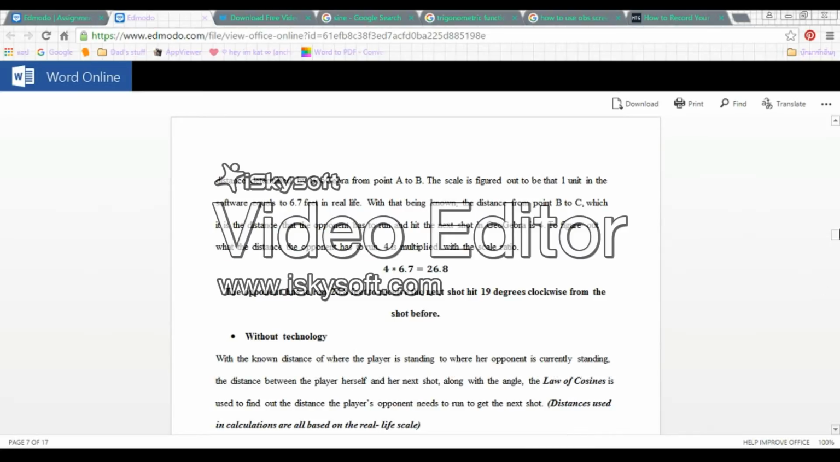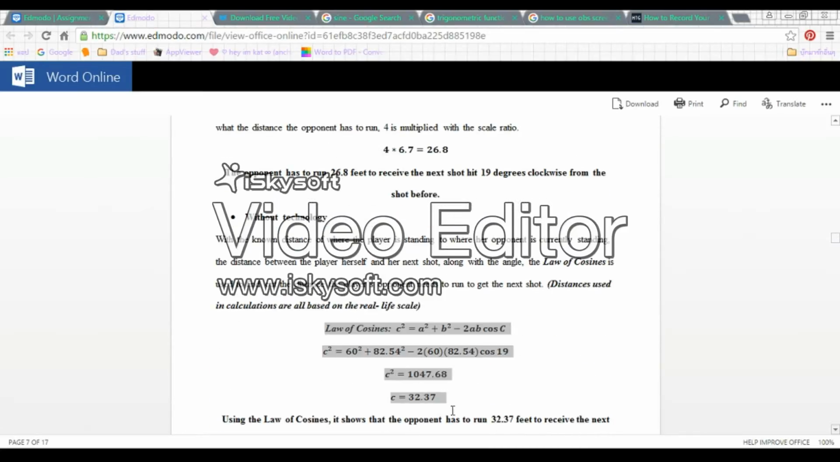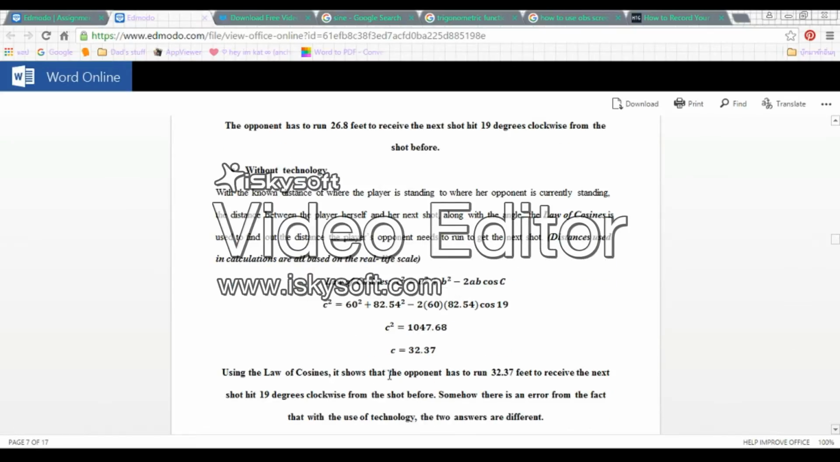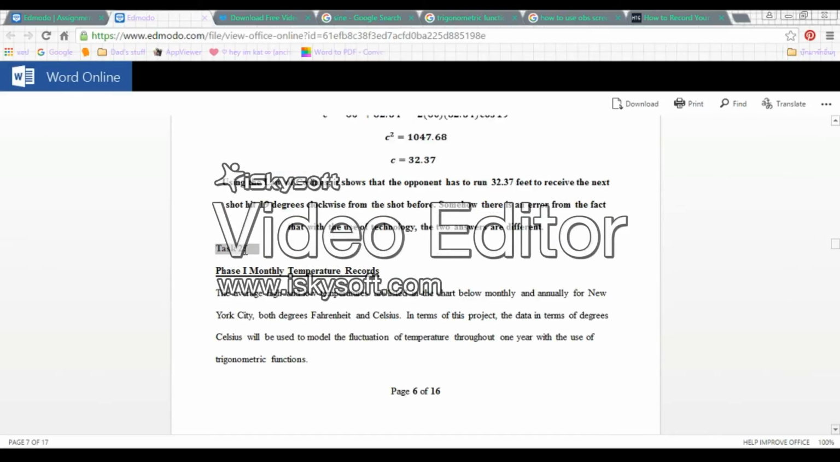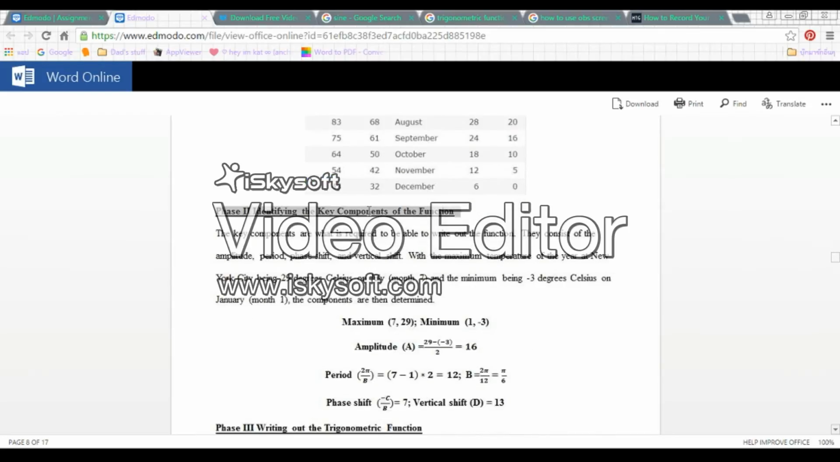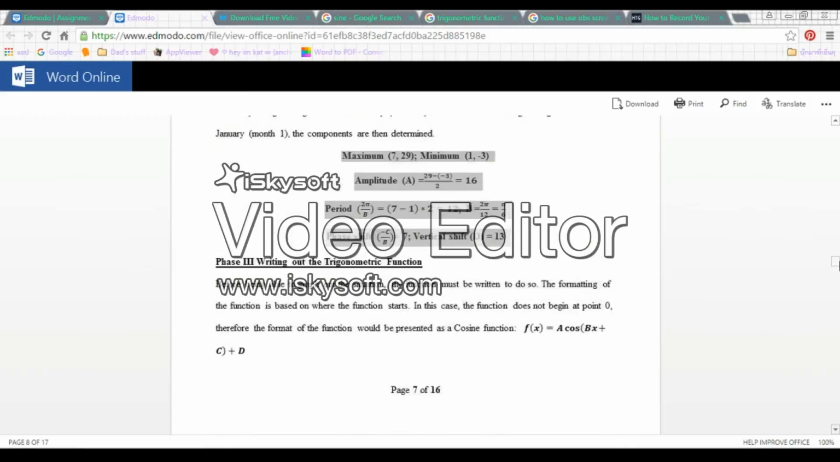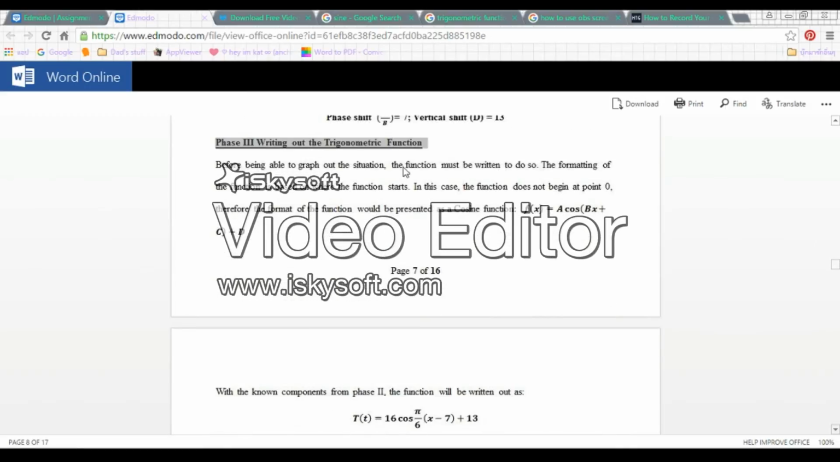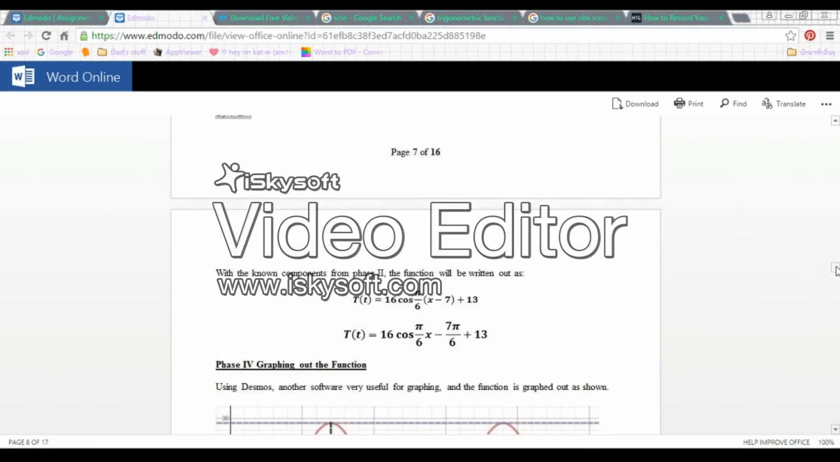The second task of this project is to think of a periodic situation where the data must be collected and applied into modeling the situation using trigonometric functions. In this case, I gathered data, which is the temperatures of New York City through 1 year. Using trigonometric functions, in this case, I used cosine functions. The amplitude, period, phase shift, and the vertical shift are figured out, as shown, along with the equation of the yearly temperature of New York City.